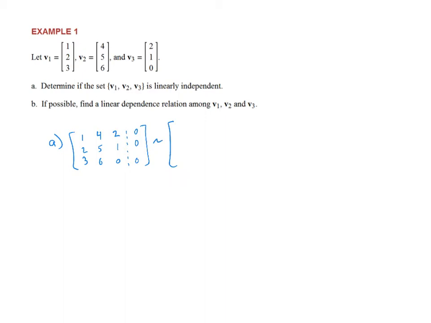I'm going to jump right to the end. It looks like this: 1, 0, negative 2, 0. Then 0, 1, 1, 0. And then we have a row of zeros. So to answer the question, is this set linearly independent? The answer is no, it is not linearly independent. It is linearly dependent.